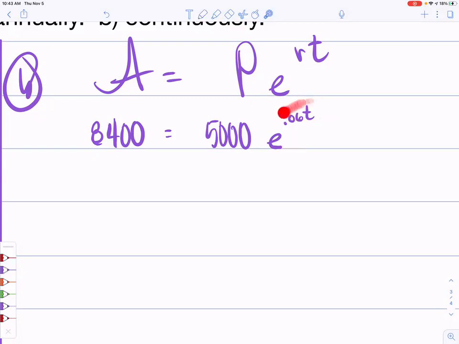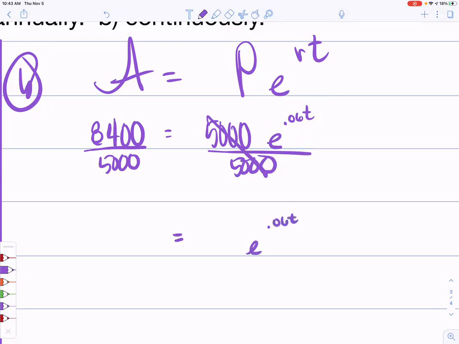Good. My base and power has to be alone. So what's cluttering things up? The 5,000. So once again, we're going to divide on both sides by 5,000. So I'll have an E raised to the 0.06 T on the right. And again, I'm just going to leave it as 8,450 on the left.